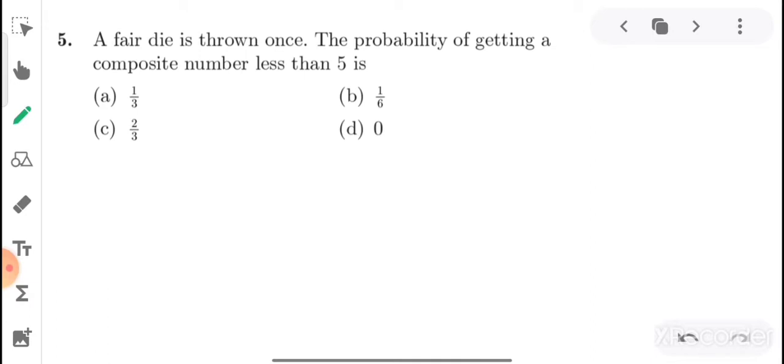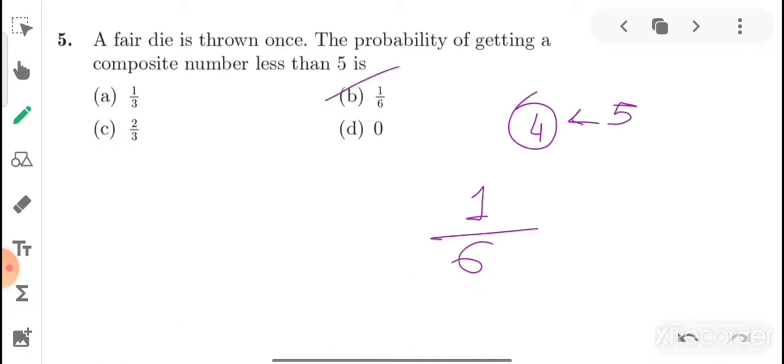A fair dice is thrown once. The probability of getting a composite number less than 5. Here less than 5, only one composite number is there, that is 4. Hence one possibility comes out of 6. Then option B will be the correct option. Next question.